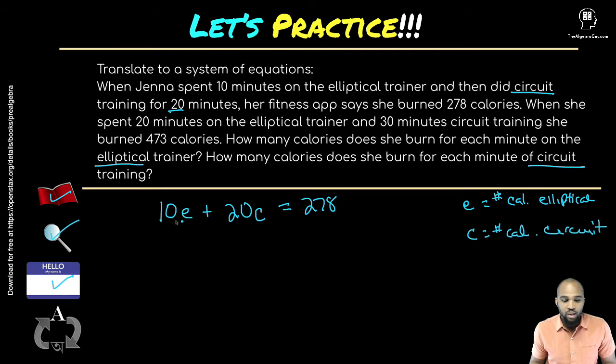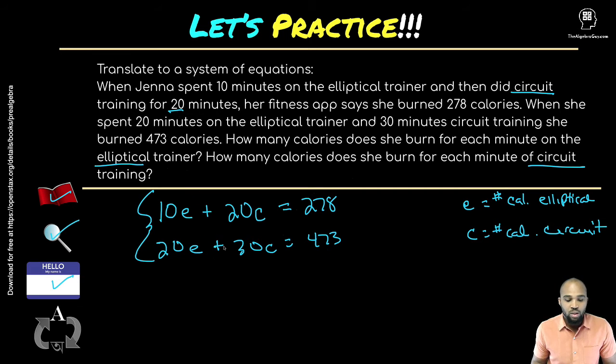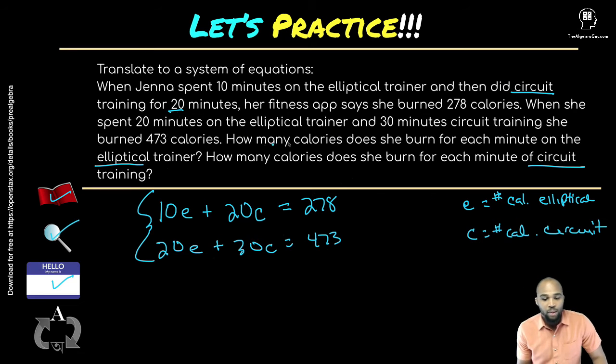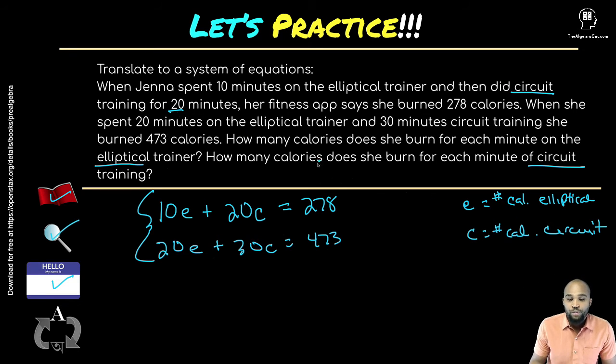So we're all looking at calories in this, and actually both of these. And for the second time, she had 20E, because 20 minutes on the elliptical plus 30 minutes on the circuit, they give us 473 calories. So I will use this system to find out how many calories she burned for each one. So that's how you set that up.